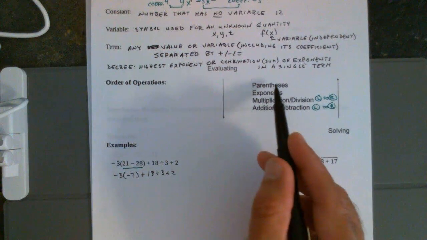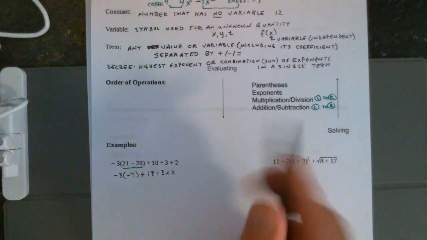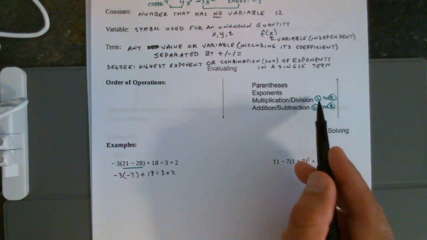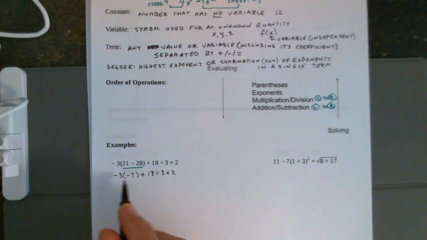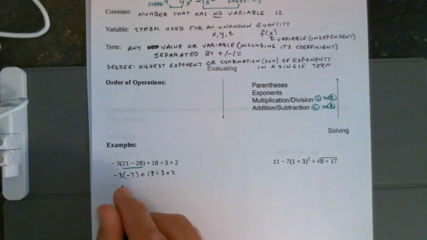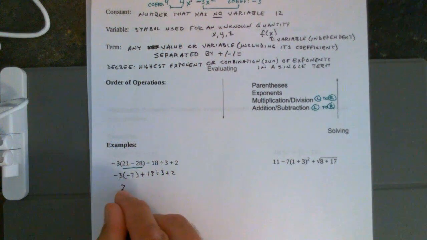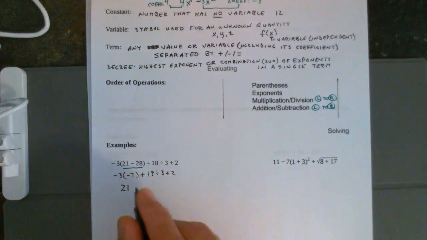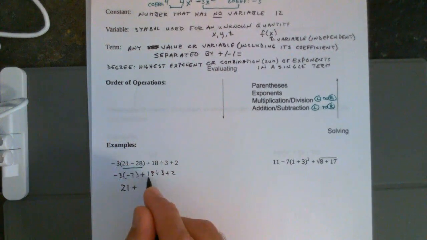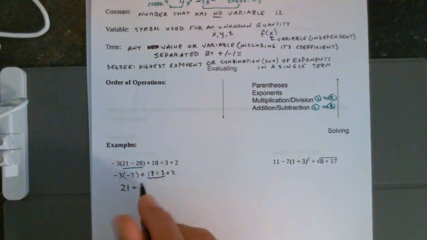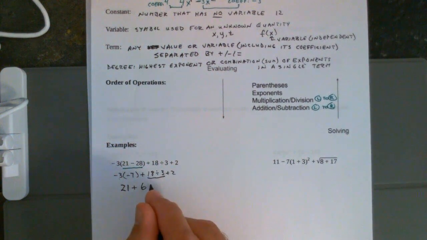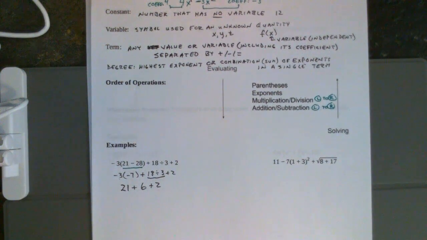Now we took care of parentheses. There are no exponents. We're down to multiplication and division, and we should work left to right. So negative 3 times negative 7, negative times negative is positive, 21. We have the 18 divided by 3, which is 6. And then we have the plus 2 at the end.